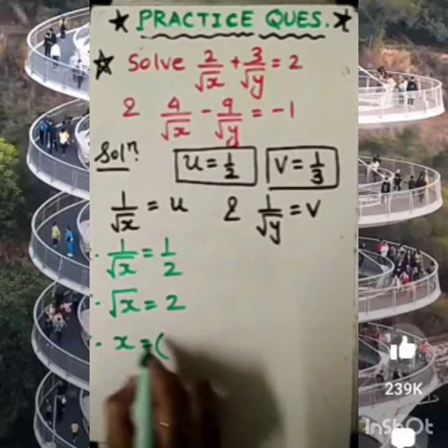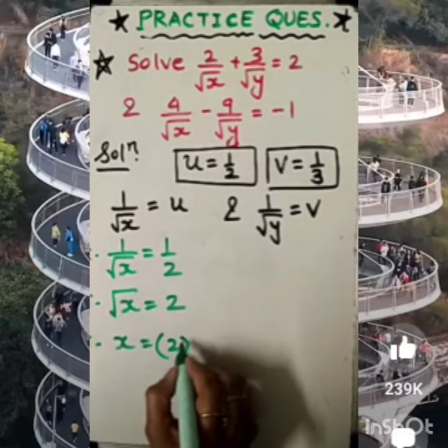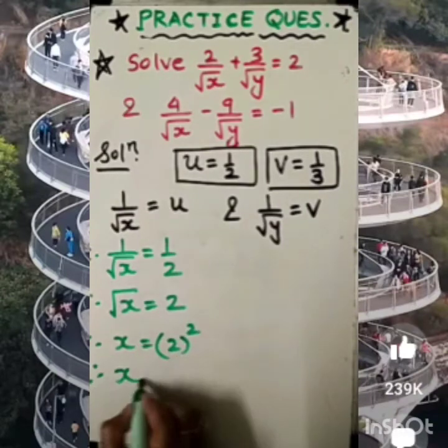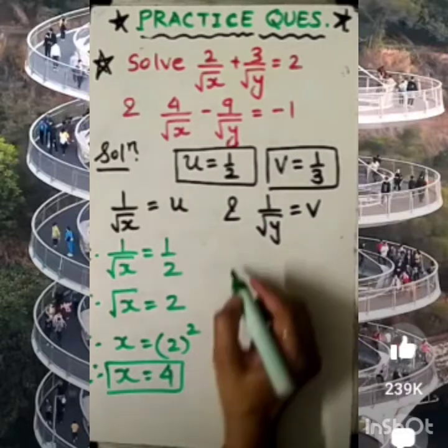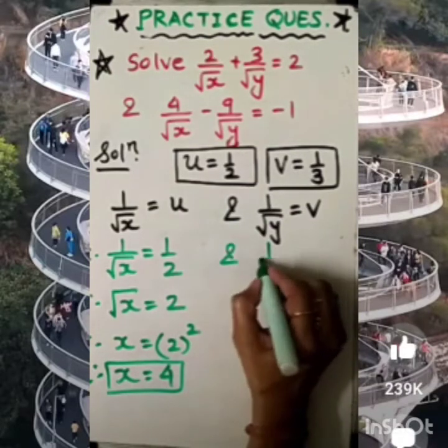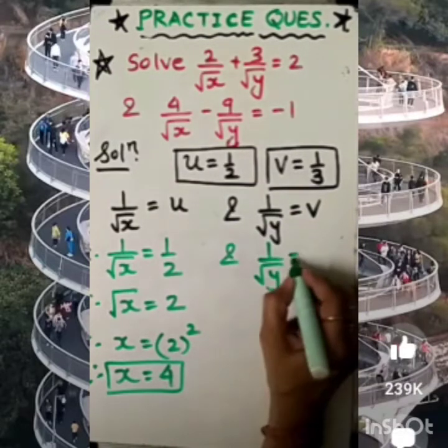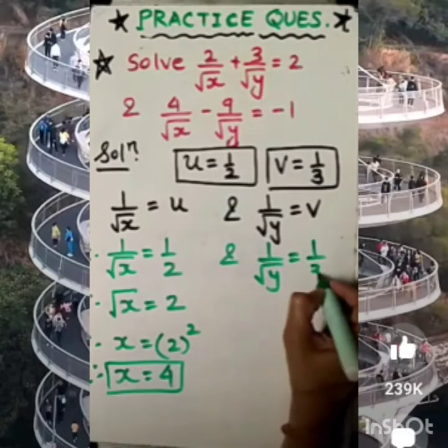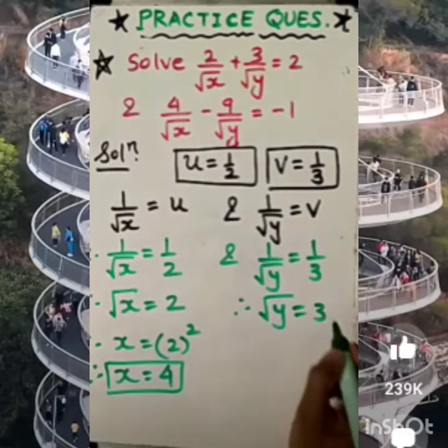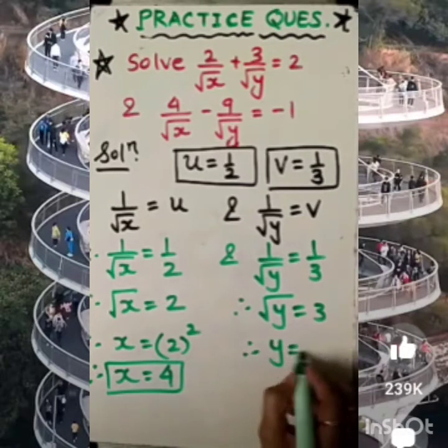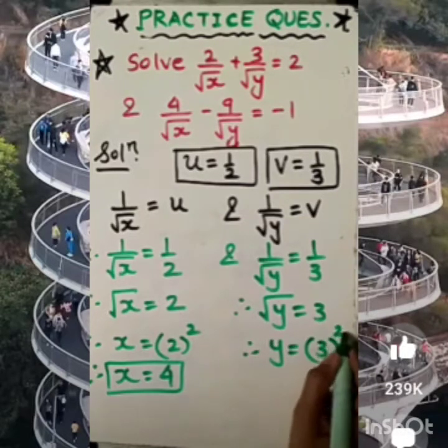X this side, so this square root will become square to this side. So we know that 2 square is 2 into 2, 4. And same thing is here, 1 upon root y is equal to 1/3. Therefore under root y equal to 3. Cross multiplication. So y equal to 3 square.